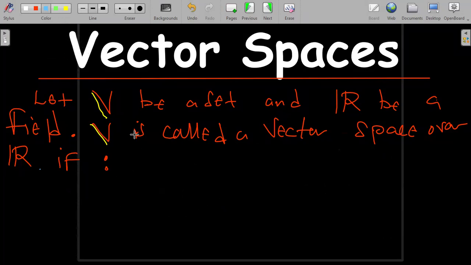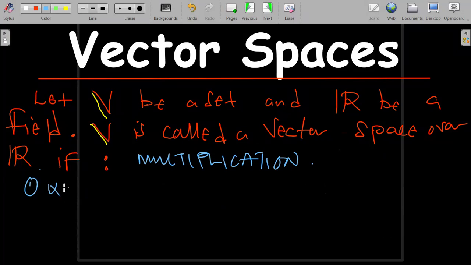Okay, so now if we go over multiplication, there are also about 5 conditions that must be met for something to be called a vector space. So the first one, we're going to say that for every alpha, which is a member of this field, and for every u, which is a member of this set, we need to have alpha multiplied by u also be a part of this set.